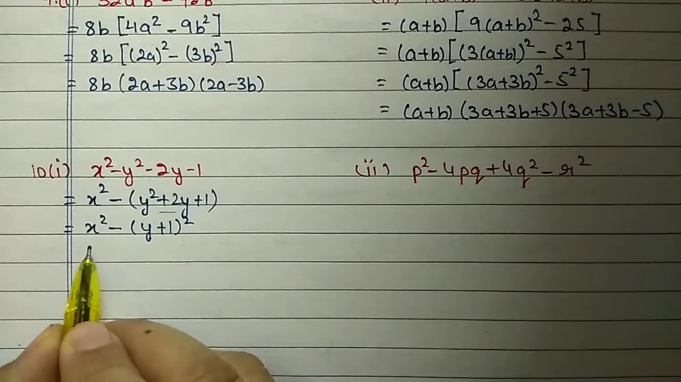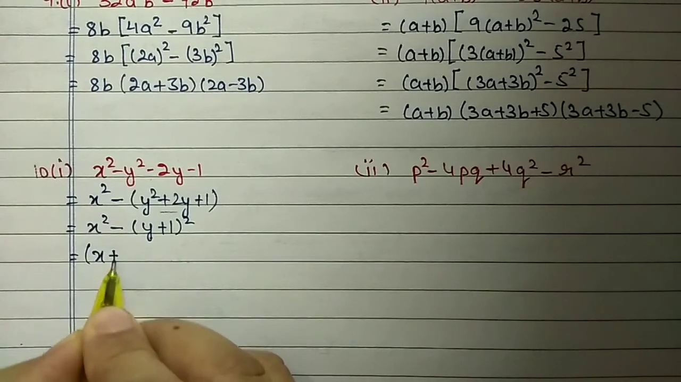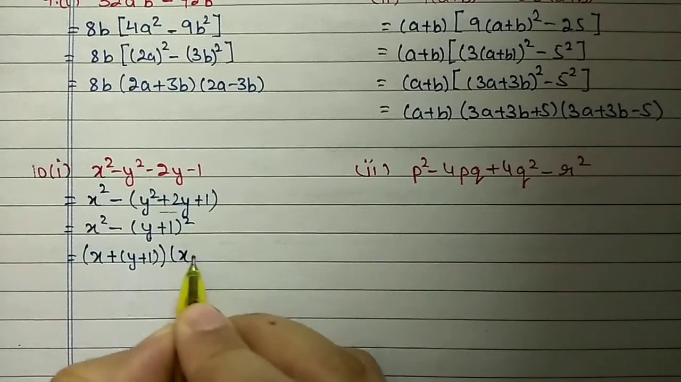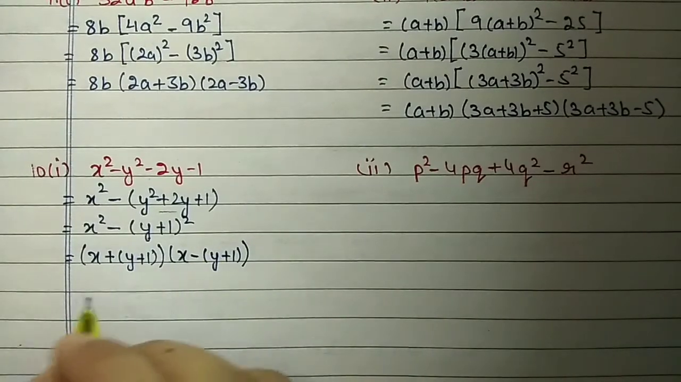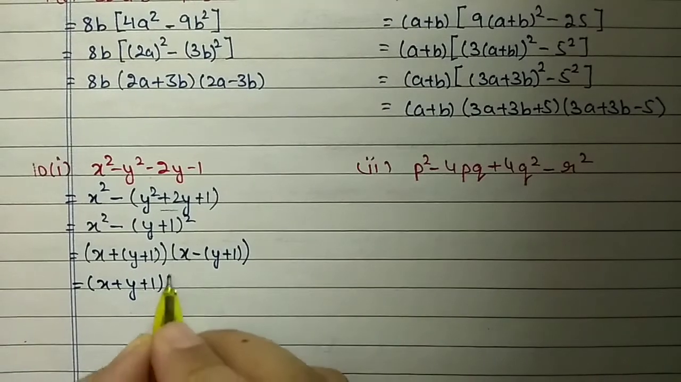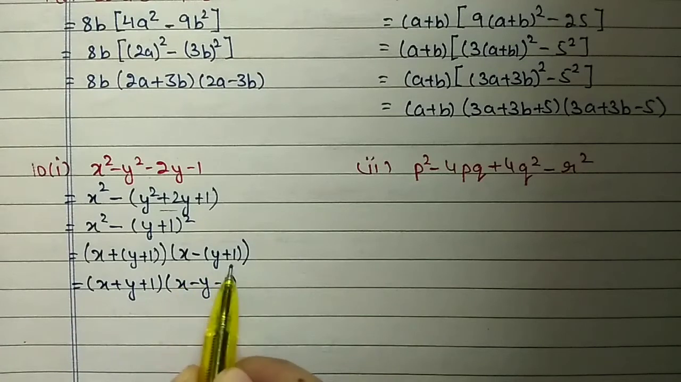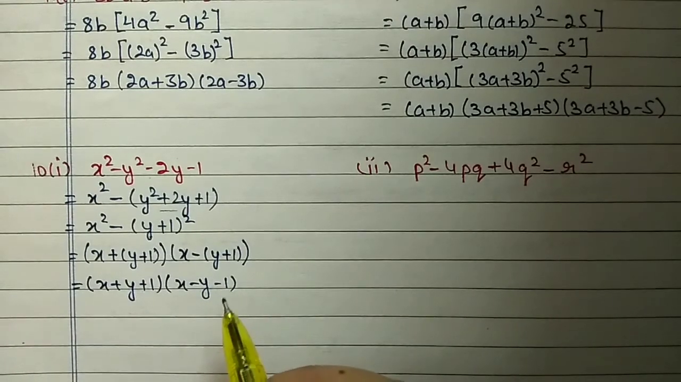Now it has converted into a square minus b square. So first a plus b, then another bracket a minus b. Remove this bracket: x plus y plus 1, and another bracket will be x minus y minus 1. When after minus you have a bracket like this one, always first keep it in bracket and then remove that bracket carefully according to the symbol.